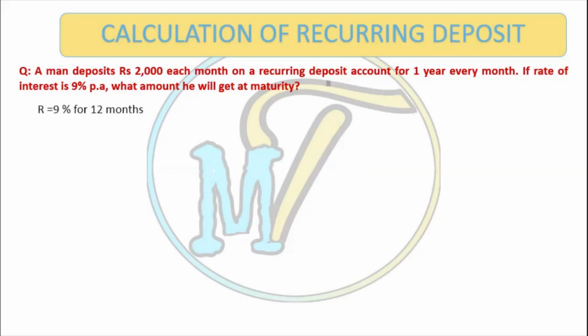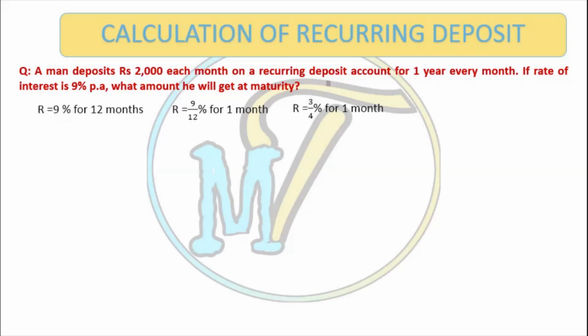First, we need to look at our interest rate. The problem gives us an annual rate, 9% for 12 months. But since this is a recurring monthly deposit, we must calculate the interest on a monthly basis. So, we divide the annual rate by 12. That gives us an interest rate of 9/12% for 1 month. If we simplify that fraction by dividing the top and bottom by 3, we get our working monthly interest rate, 0.75% per month.